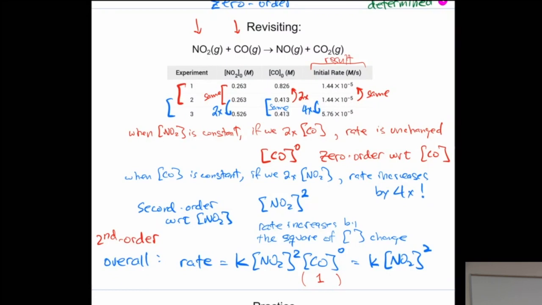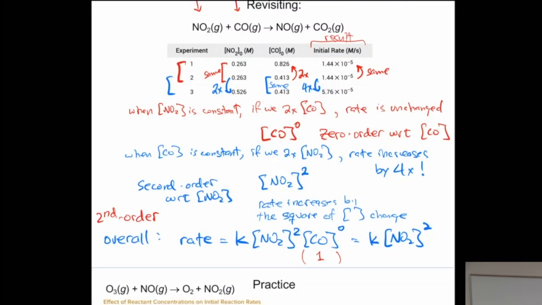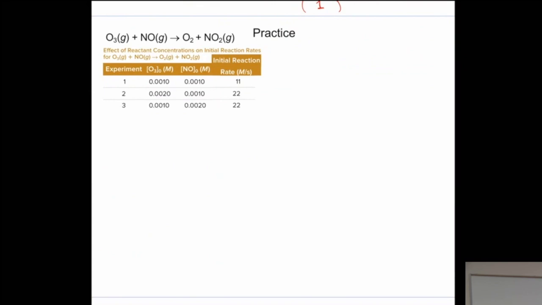In first order, the rate increases the same magnitude as the concentration changed. If it's second order, it changes by the square of the concentration change. If we were considering third order, it would change by the cube. So the rate would go up by a power of 3 to whatever the concentration changes. But we're not doing that. You guys give it a try. I think you can do it.